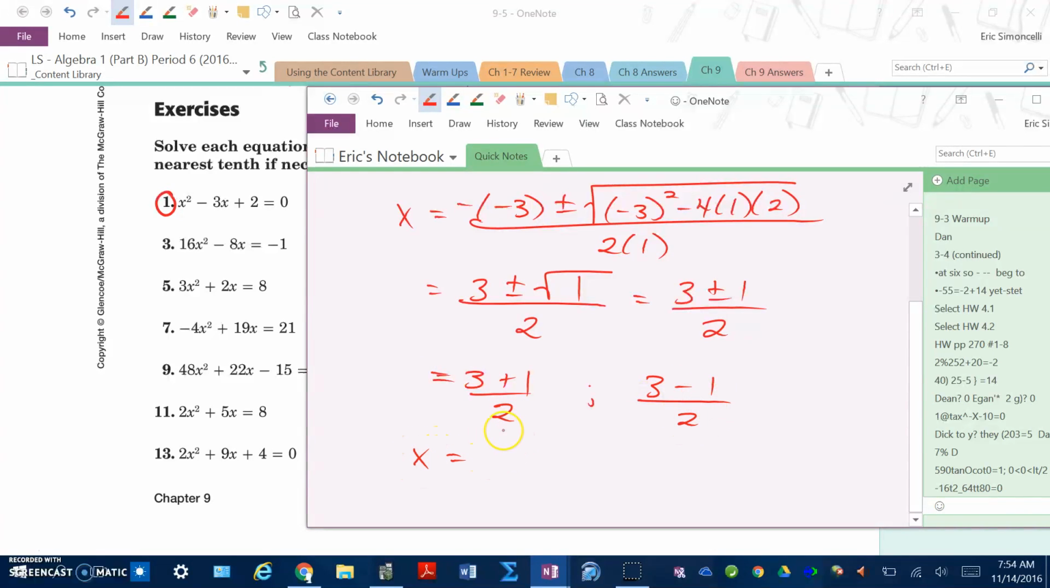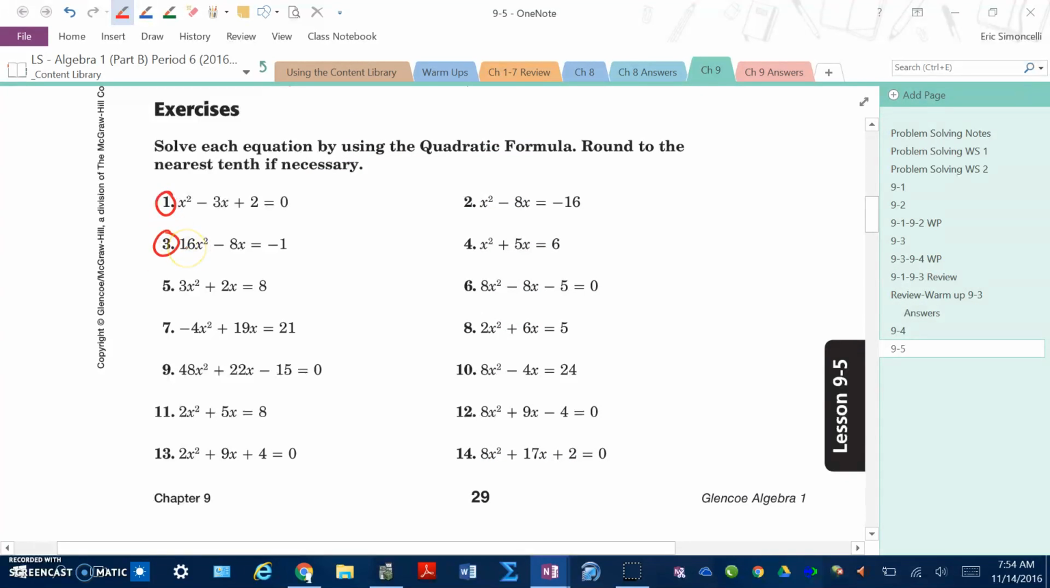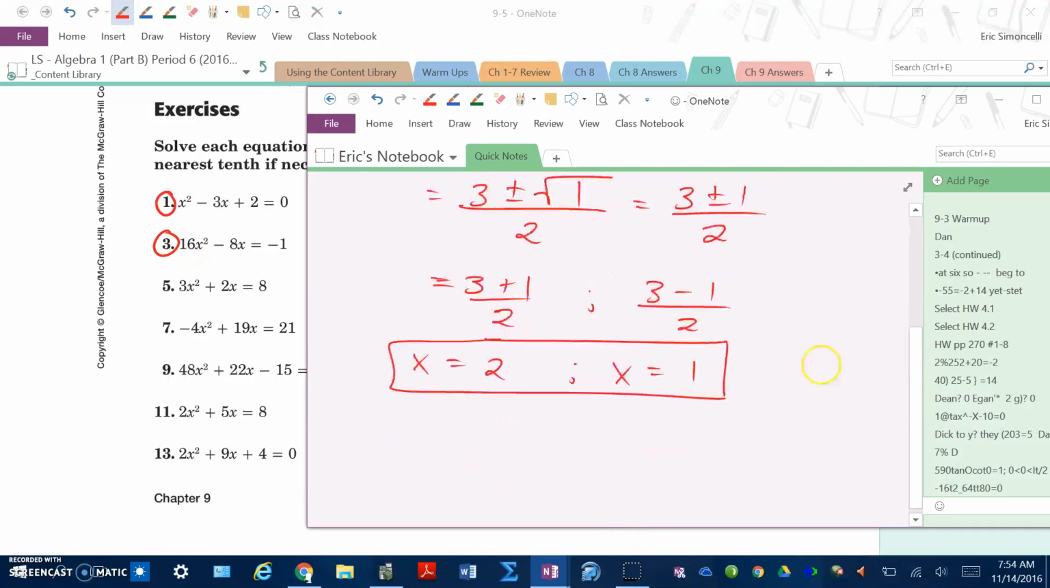So my two answers: 3 plus 1, 4 over 2 is 2. 3 minus 1, 2 over 2, which is 1. And again, I'm okay with the way they wrote the answers, but I'm going to write my answers as such, and that should be just fine. Let's move on to problem number 3. Problem number 3.